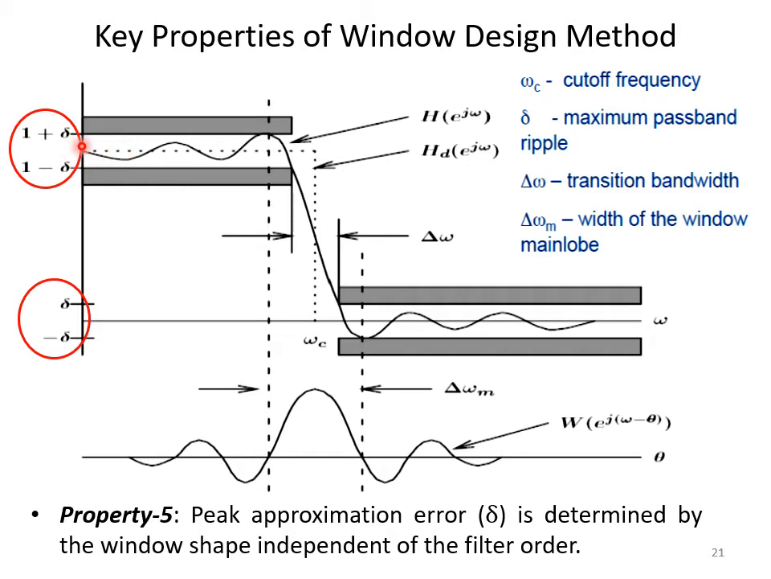So delta, the peak approximation error, acts basically the same for the pass band and the stop band in the windowing design method. It depends on the choice of window function and not the filter order.